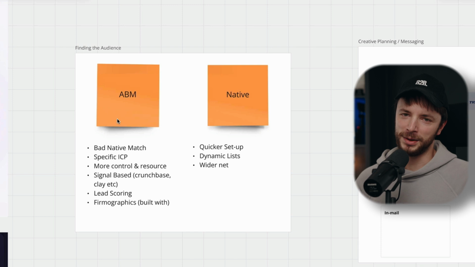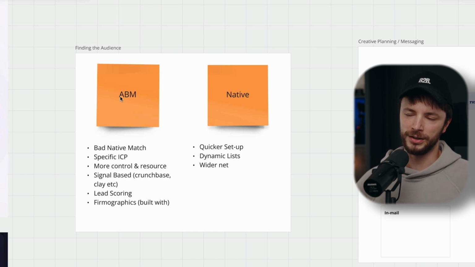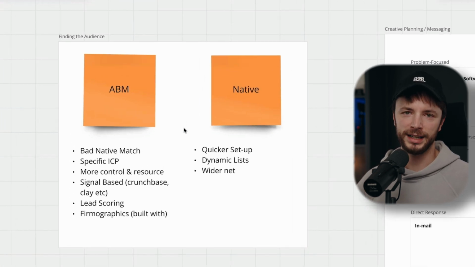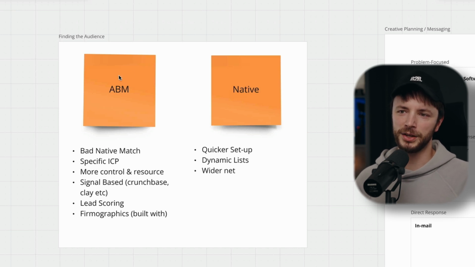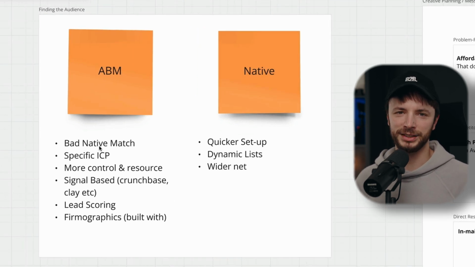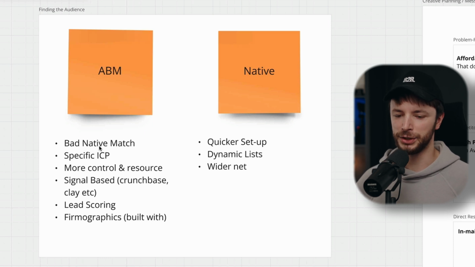They could go from a LinkedIn ad perspective, first and foremost through ABM. So they could go and find lists from data suppliers like Clay, for example. They can go out there and say, these are the companies we want to target. They can upload that CSV and then just target those companies. This is a really good approach if you have a bad native match. So in LinkedIn ads, you don't have the exact option you're going after.